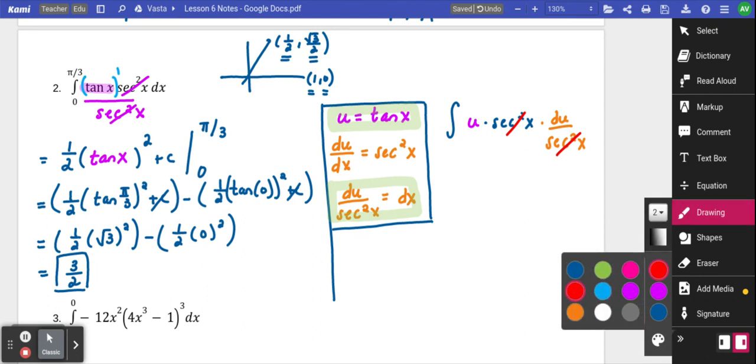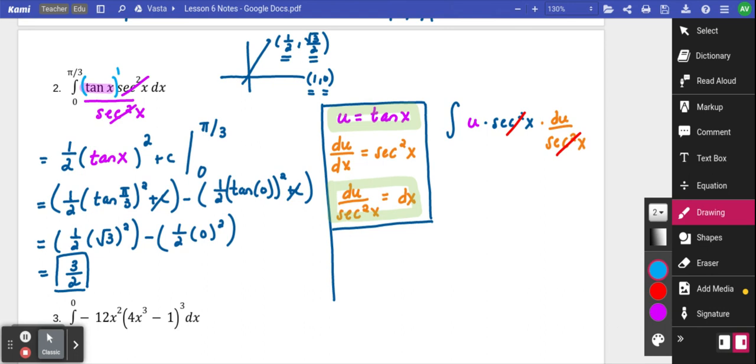I do need to adjust my bounds. So I'm going to take the pi over 3 and plug it into tangent of x, and I'm going to take the 0 and plug it into tangent of x to get my new numbers. We know from what we just did that when you plug in pi over 3, you get the square root of 3, and when you plug in 0, you get 0. And now I can go ahead and simplify. So this now becomes the integral from 0 to the square root of 3 of just u times du. You can see that that's a much simpler antiderivative.